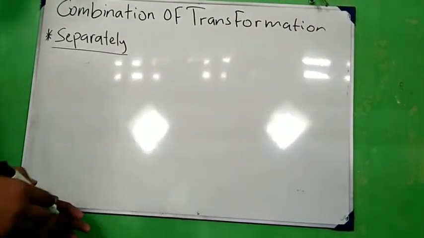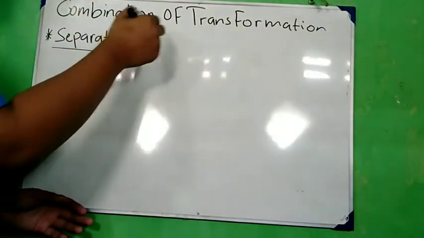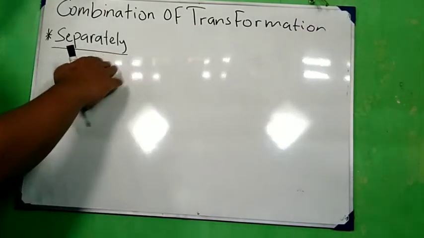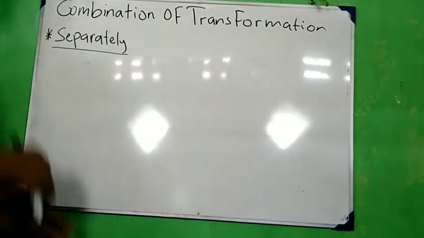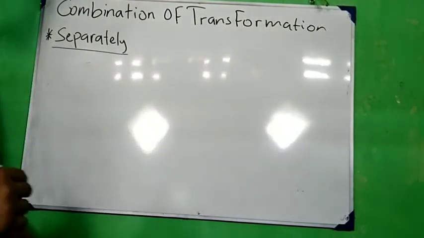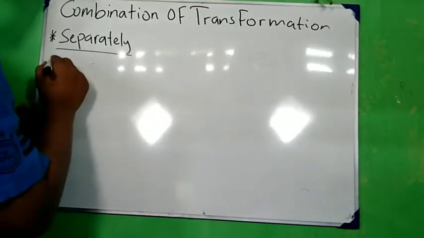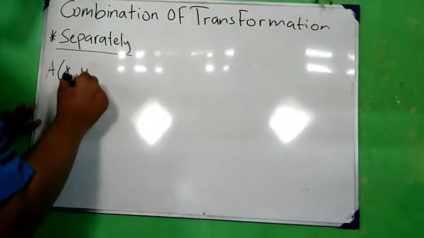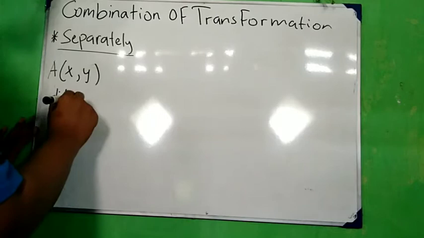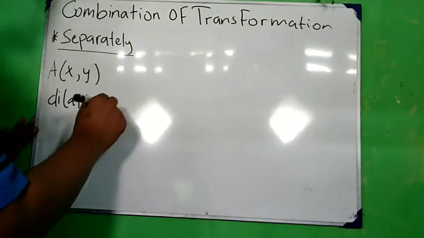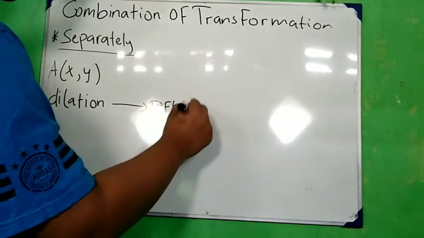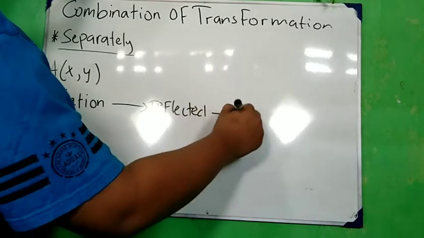So for solving this kind of problem, combination of transformation problem, we have two methods. First, we're gonna solve it separately. As it says on its name, we're gonna solve it separately, one by one. For example, I have point A, which is x, y, and then it got dilated or dilation, and then it got reflected, and then it got translated.